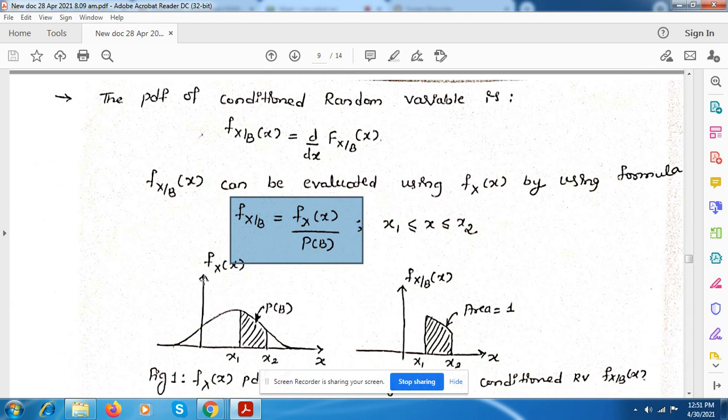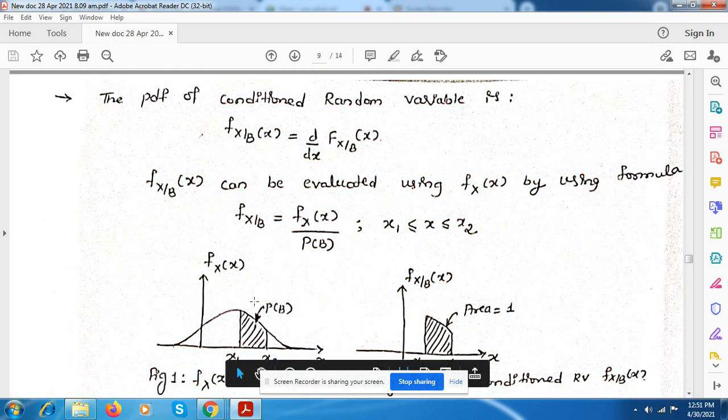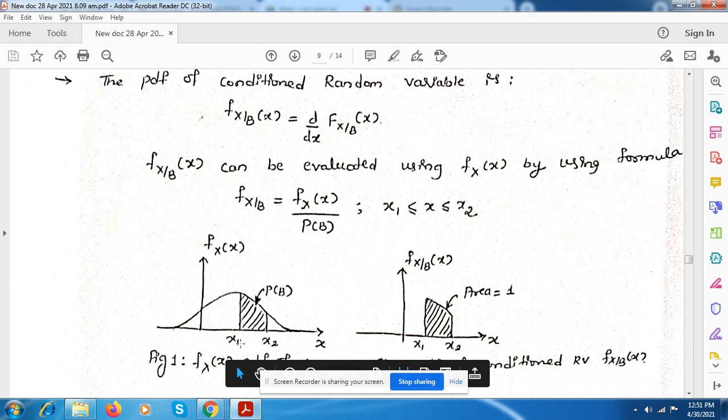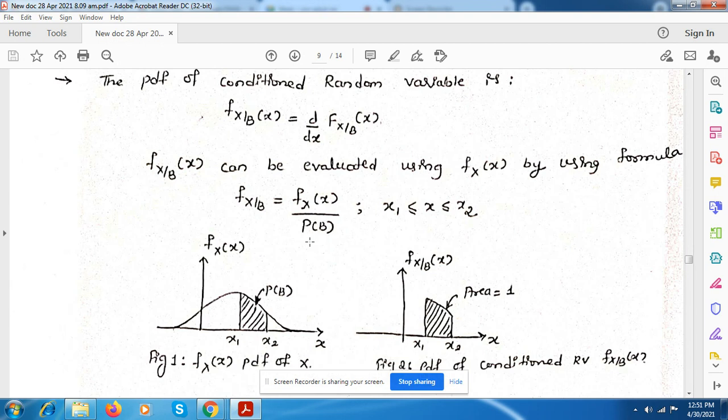If you see this graph, if we take this as the PDF, that is f_X(x), this as the PDF graph, and here x1 and x2 are the values on this x-axis. So the probability of B lies between x1 and x2, because the probability of B is the set of values which lies between x1 and x2. So this part is for probability of B, and this full curve is of this f_X(x).